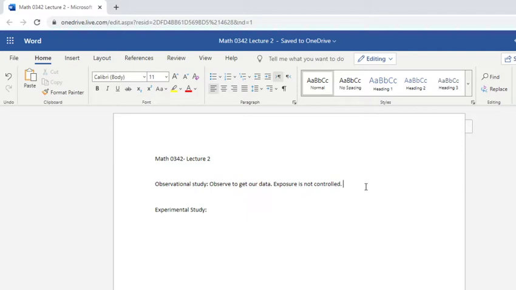Now, if we did add something like that, maybe we sent out coupons for the store and we wanted to see how many people come in after sending out those coupons, that would now be an experimental study. We've changed something that is going to influence the results of our data. So an experimental study is where we are controlling the exposure.